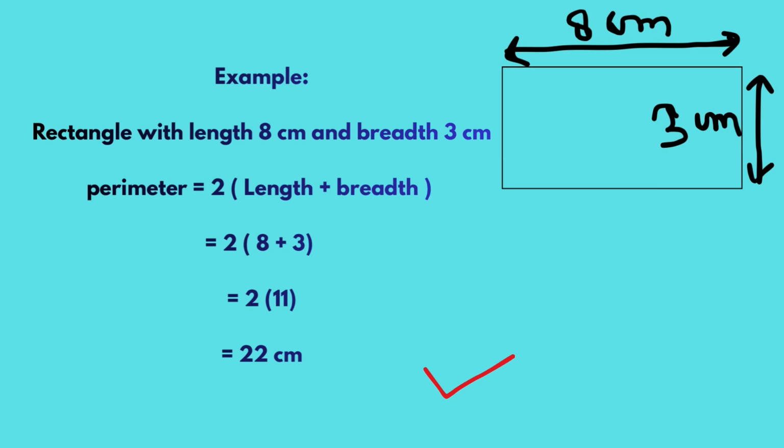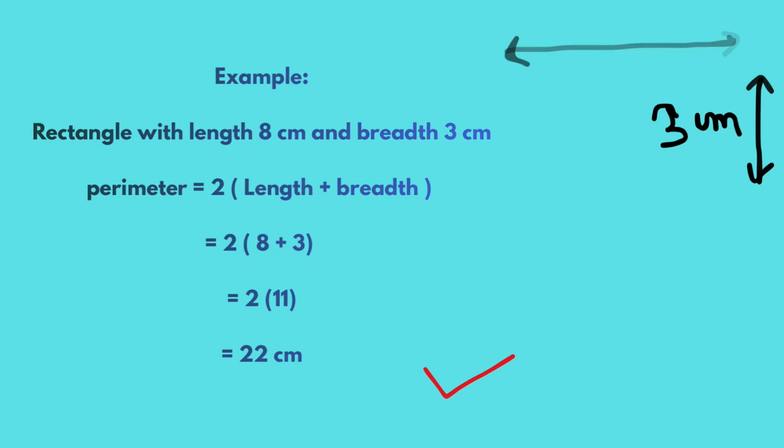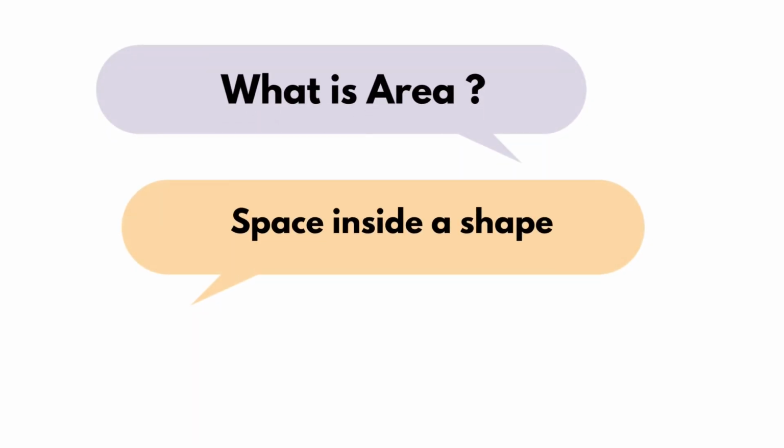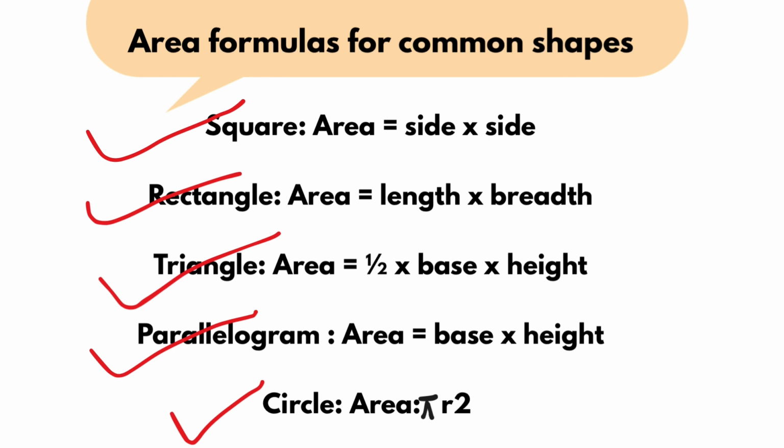Now we will understand the area of common 2D shapes. Square's area is side multiplied by side. Rectangle area is length into breadth. Triangle area is half multiplied by base multiplied by height. Parallelogram area is base multiplied by height. And circle's area is pi r squared. Let's understand with a few examples here.